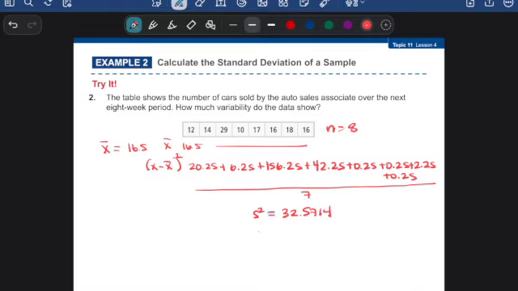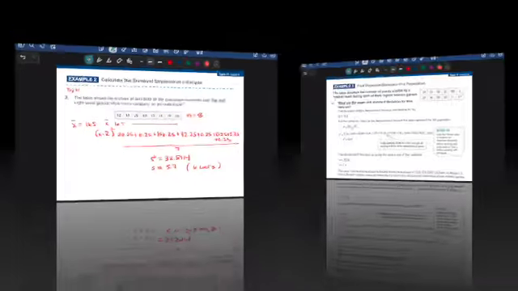And then to find the standard deviation, we take the square root of that number. It's approximately 5.7, or we would round up about 6 cars. So this 8-week period had more variance. Instead of having a standard deviation of 4 cars, we have a standard deviation of 6 cars. So more variance in this 8-week period.